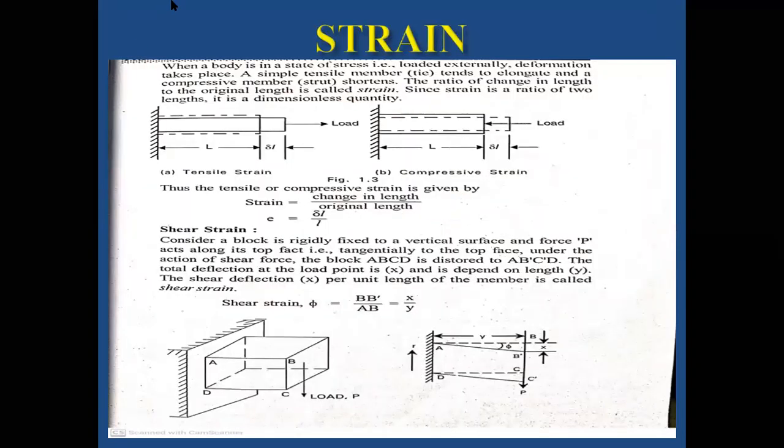And then next, what is meant by strain? Strain is nothing but the change in length to the original length. So it has no units. Why? Because the change in length has the unit of length, suppose meters. If the original length is also in meters, the meters get cancelled, so strain has no units.